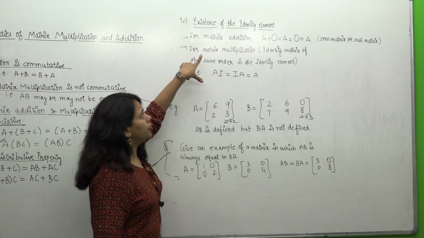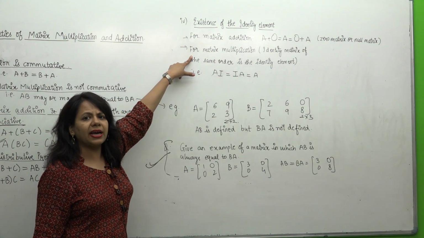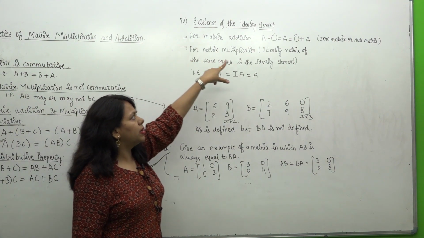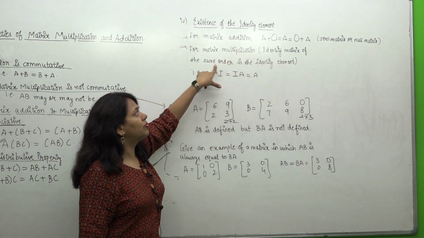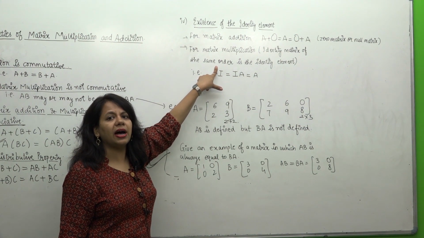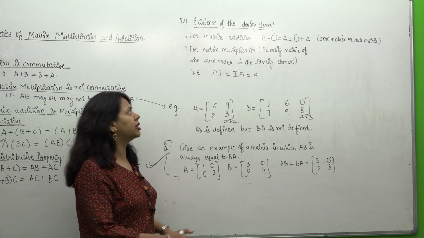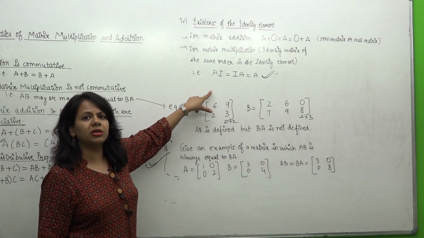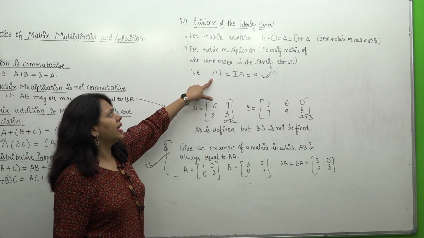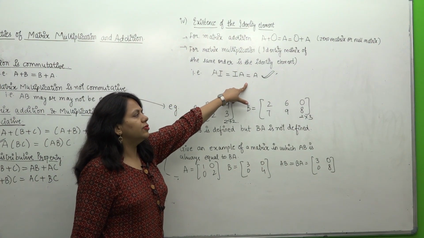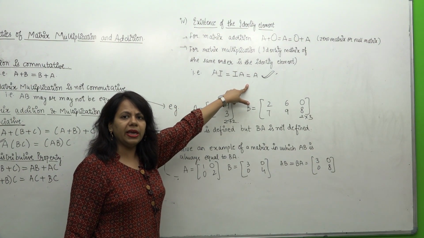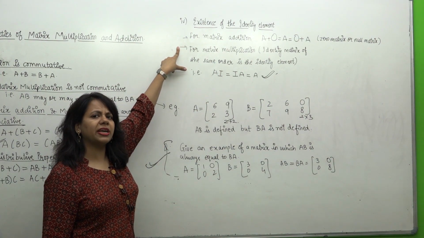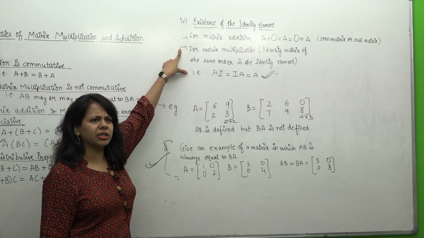Now, what about matrix multiplication? What is the identity element for matrix multiplication? Please do remember, the identity matrix of the same order is the identity element for matrix multiplication. Now, this is something very important. It would be used further in the inverse of a matrix also. AI is equal to IA, which is equal to A. Now, this is again a very commonly asked one marker question. What's the identity element for matrix multiplication?